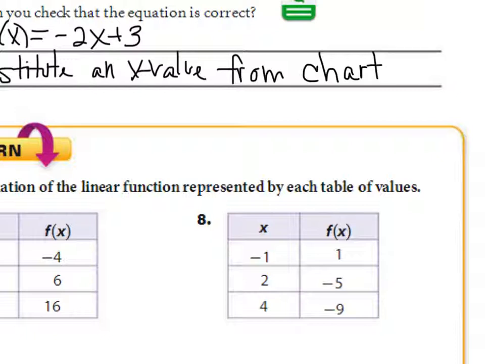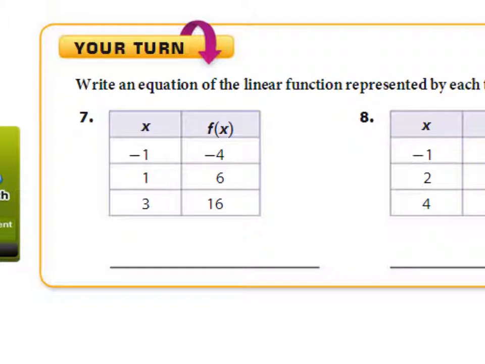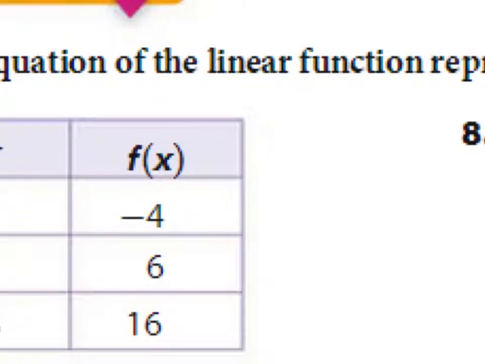And if your x and y match in the chart with the equation, then you know you graphed it correctly. We're going to actually do number 7 together, walking it step by step, and then we'll do number 8 on your own. So for number 7, the first thing we need to do is find slope. So step 1, find slope.